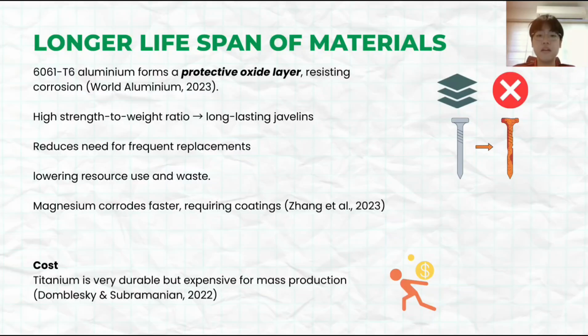Magnesium, in comparison, corrodes more quickly and requires additional coatings to maintain its condition. Apart from that, titanium has an excellent long-term performance as well, but its production cost is extremely high, making it less practical for widespread use in sports equipment. Overall, aluminum offers the best balance between sustainability, practicality, and cost. Its recyclability, relatively low carbon footprint, and long lifespan make it a responsible and efficient choice for manufacturing javelins.